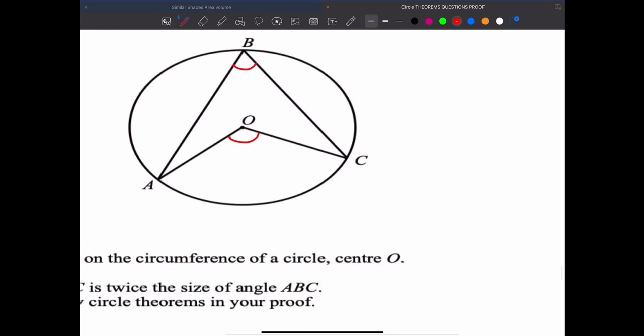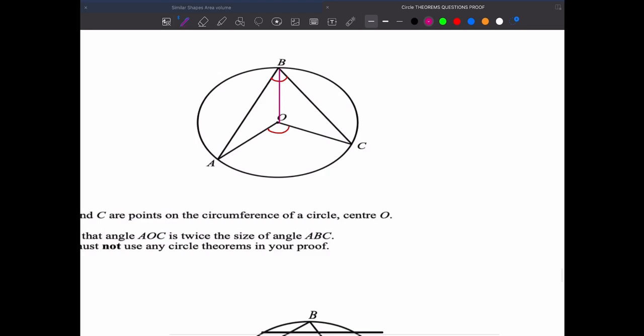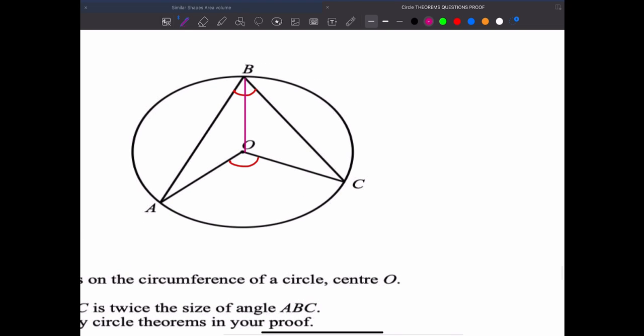Right, let's see. In this type of question, you make a triangle. So how about we make a triangle here? You do not use any circle theorem in your proof. So let's say we call this angle x, so ABO is x. And what's the other one? OBC we will call y. That angle is y.